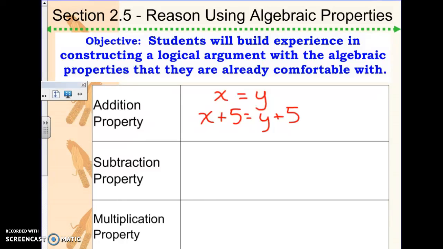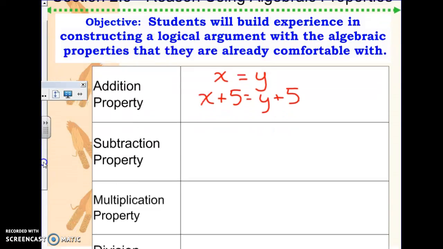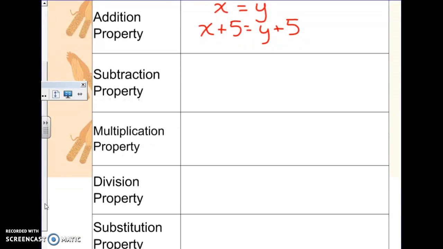So think back to when you're solving equations. When you add something to both sides, then it's still going to be equal. Alright, so addition property, you can add the same thing to both sides. Subtraction property, similar. If x equals y, I can subtract the same thing from both sides, and it's still equal to each other. Alright, so addition property says I can add the same thing to both sides. Subtraction property says I can subtract the same thing from both sides.